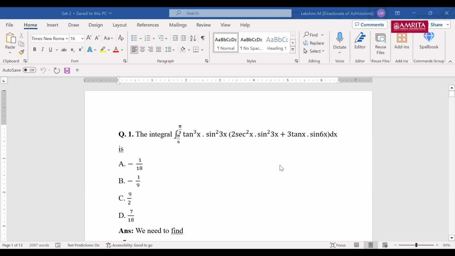So this session is aimed to help you understand the different patterns of questions that are really important for AEEE. Yes. So there is pi by 6 to pi by 3. There is a tan cube x, sine square 3x. Maybe you can just take this inside, and maybe you can use some formulas to reduce this. I hope you are doing this.